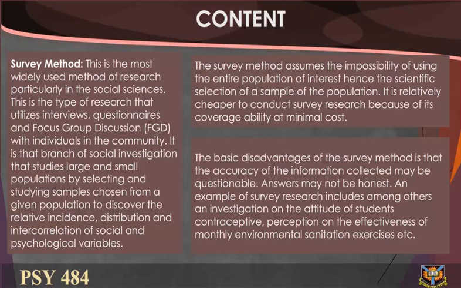The survey method assumes the impossibility of using the entire population of interest, hence the scientific selection of a sample of the population. It is relatively cheaper to conduct survey research because of its coverage ability at minimal cost. The basic disadvantage of the survey method is that the accuracy of the information collected may be questionable. Answers may not be honest. An example of survey research includes, among others, an investigation on the attitude of students to contraceptives, perception on the effectiveness of monthly environmental sanitation exercises, etc.